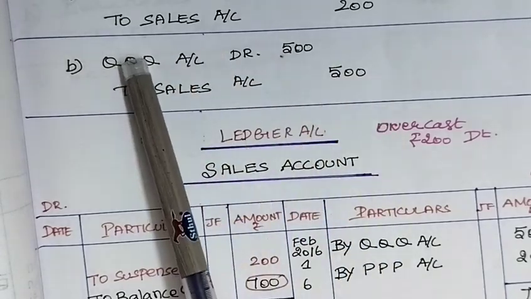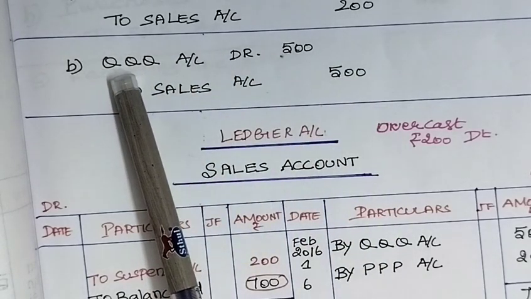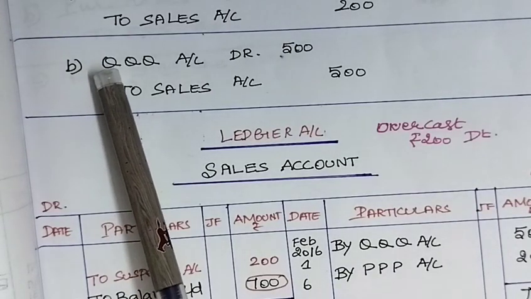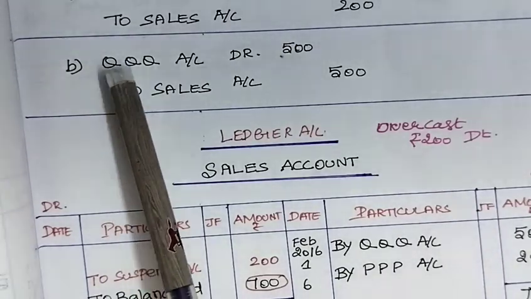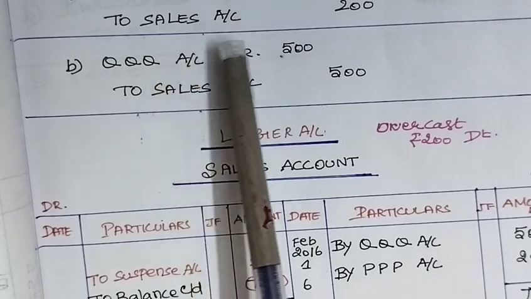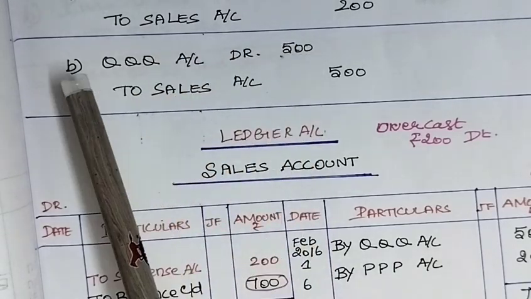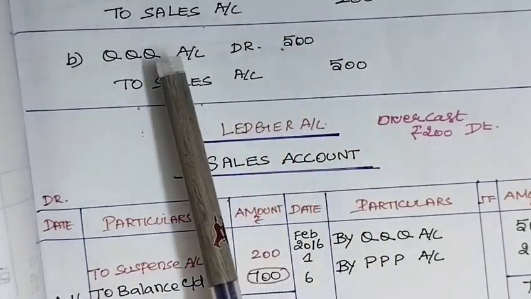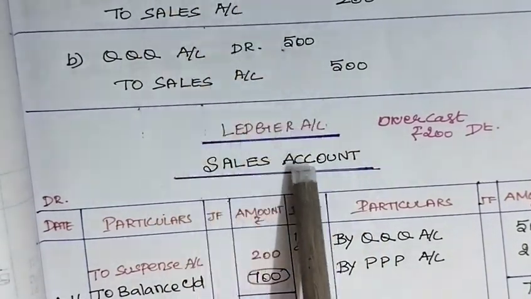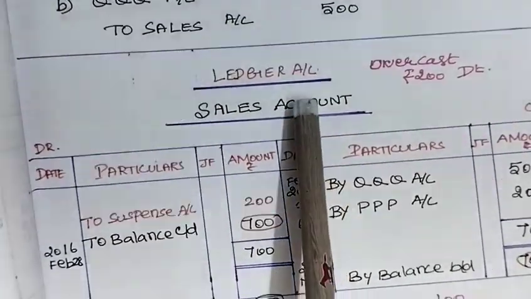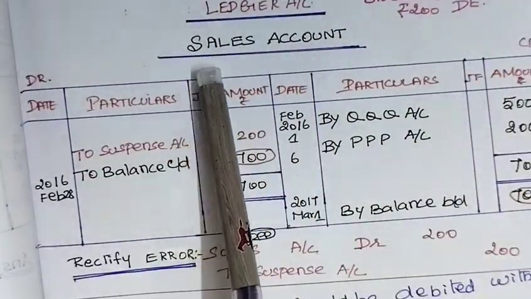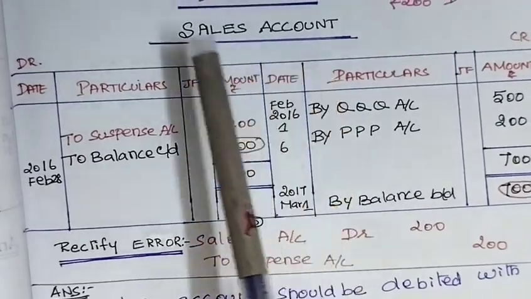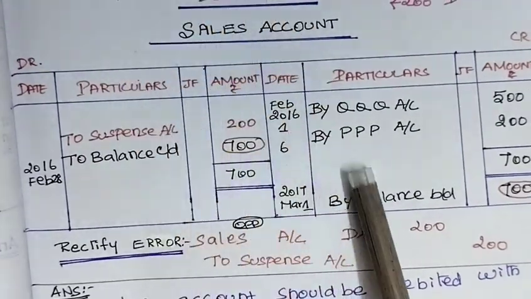What is the opposite account? What is the transaction when you sold goods to QQQ rupees 500? QQQ account debit 500 to sales account. How do you post this to sales account in the ledger? In the ledger you create the sales account. The heading of the account name is sales. Where does sales account show? Sales account always shows on credit side.